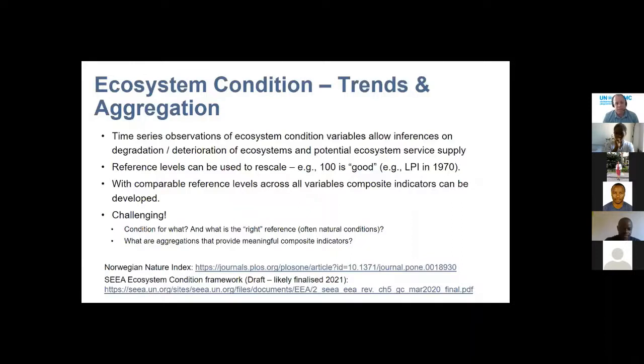So you really got to think about which composite indicators are really going to be meaningful and useful for decision making. But there's a couple of examples out there. Probably the best example is the Norwegian Nature Index, and the paper here has got a nice summary of that. And this framework or type of approach is also explored more deeply in this draft chapter on ecosystem condition for ecosystem accounting.